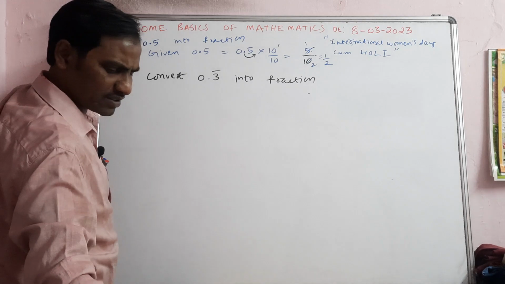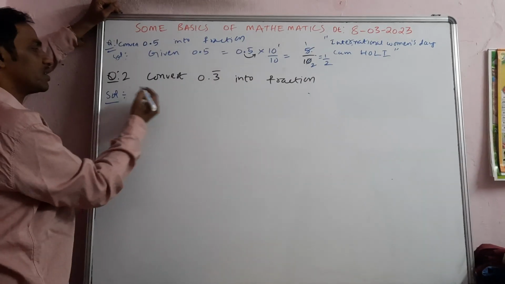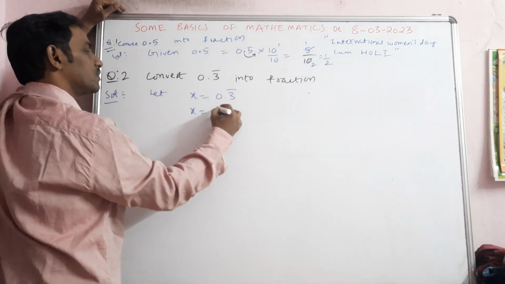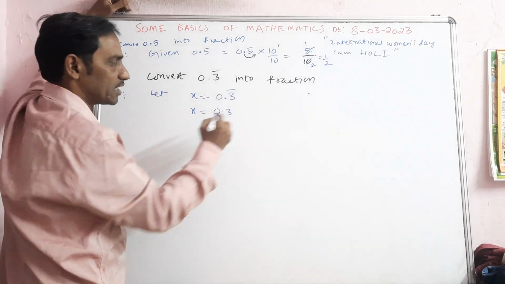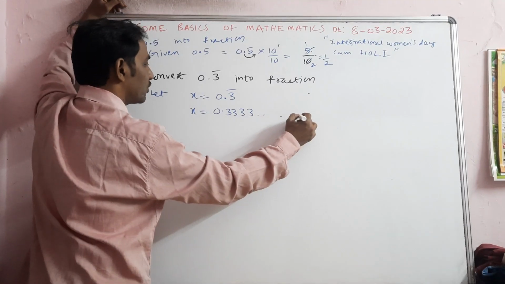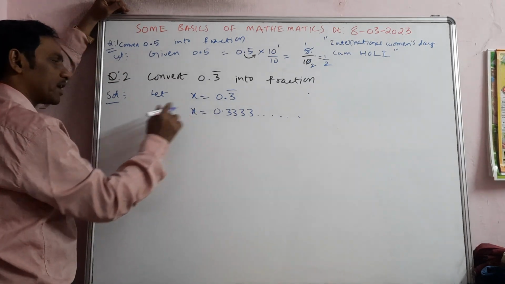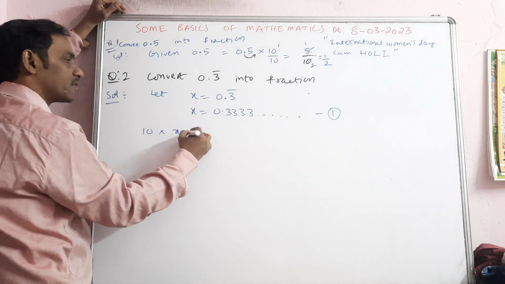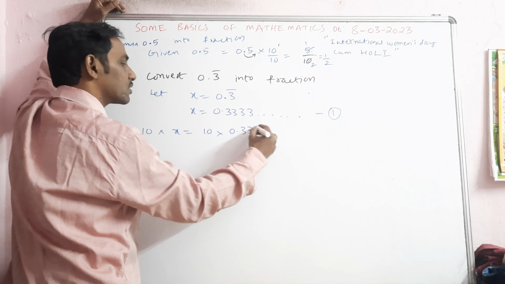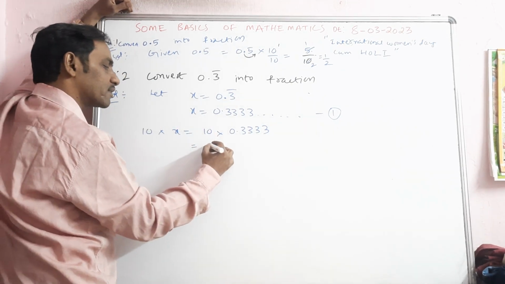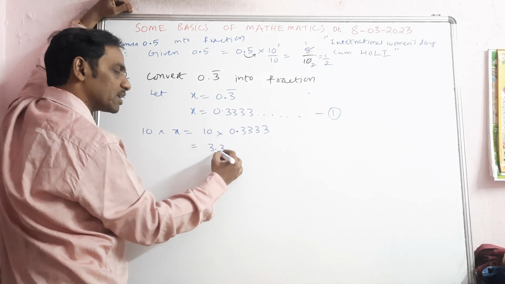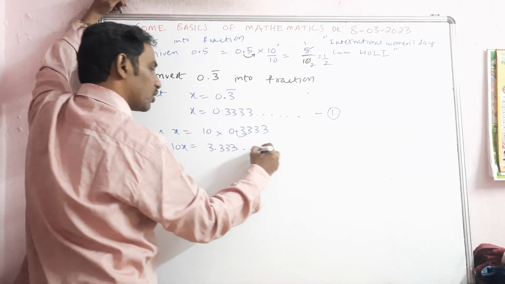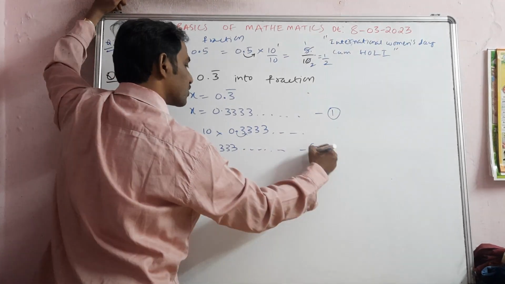Now, a simple way I'll tell you. Most of the students learned this in lower classes, but they don't remember. If the bar is there on one digit, that same digit will get repeated. So you can write x = 0.3333 and so on. Call this equation 1. Now multiply left side and right side with 10. When you multiply 10 into x, you will get 10 into 0.3333, which is 3.333, because whenever you multiply with 10, the decimal will shift to the right by one digit. So 10x = 3.333 and it continues. You call this equation number 2.